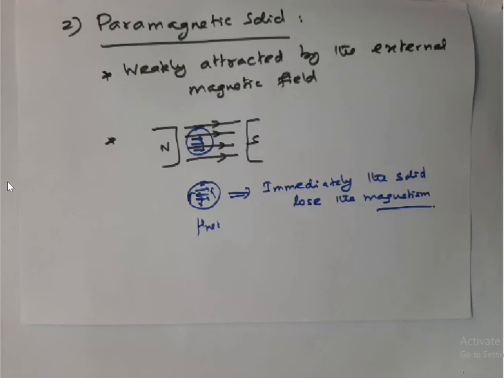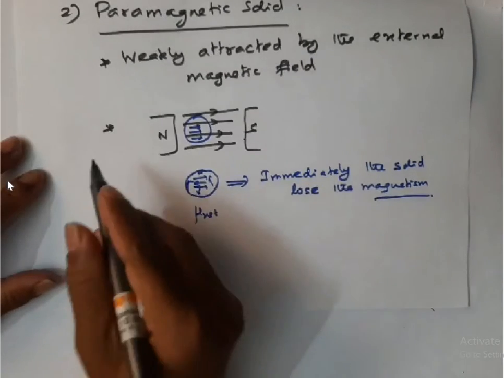If you place the solid in the magnetic field, the material gets magnetized and it is weakly attracted by the magnet. The moment you remove the magnet, the material immediately loses the magnetism. It will come back to the original substance. Is this clear, students?